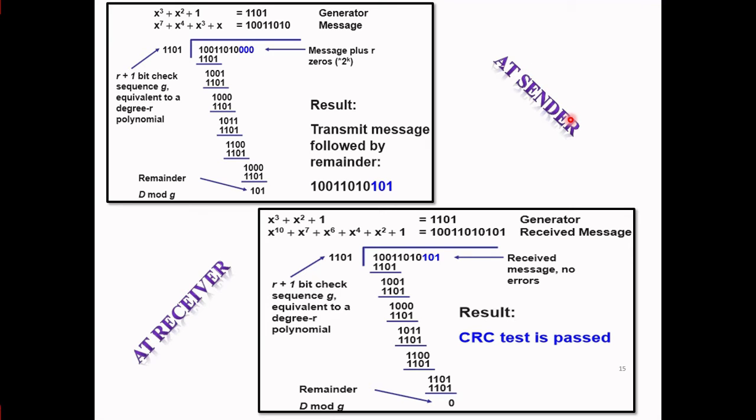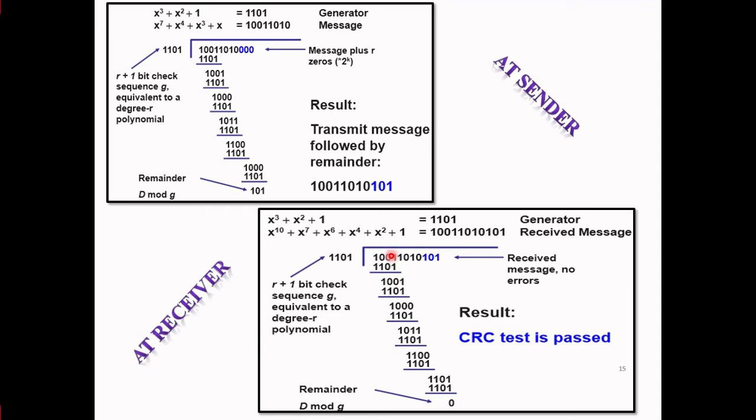Now to check whether there is an error or not, we have to again do the same process at the receiver side. So at the receiver side, what is our string? That is 100 110 10101, and our generator is the same, 1101. So we have to perform the same operation over this string, and if the remainder is 0, then it is correct. Now take 1101 over here.